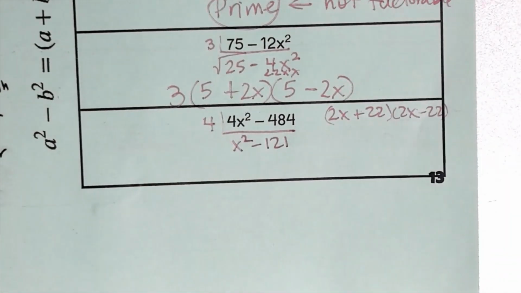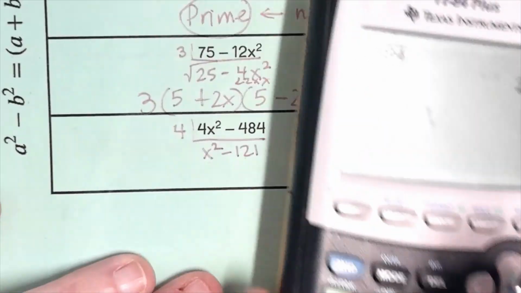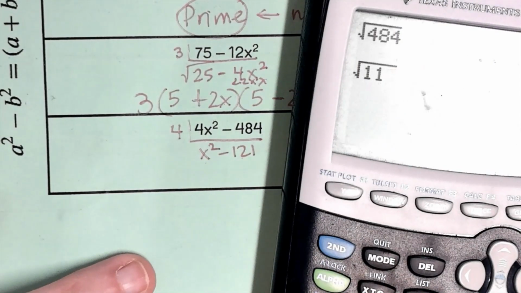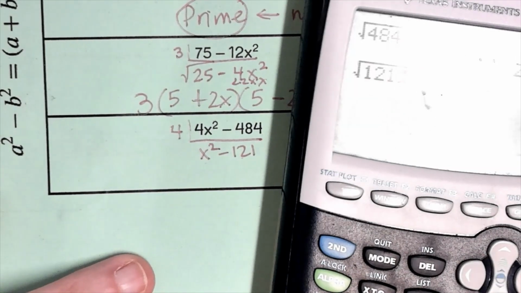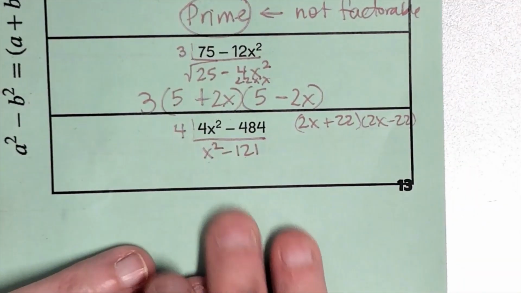Well, I know my perfect squares. So I know that x squared and negative 1 and 121 are perfect squares. But if you don't, you would just type SQRT 121 in your Desmos calculator, and it'll tell you that's a perfect square. If you're not sure, put it in the calculator.